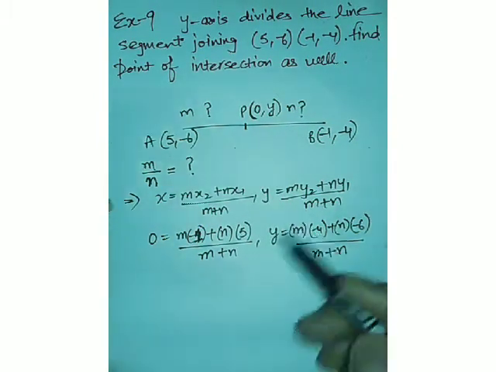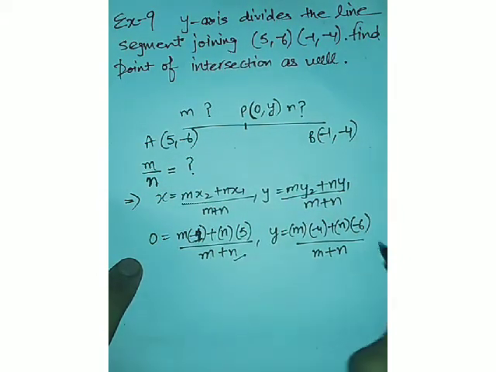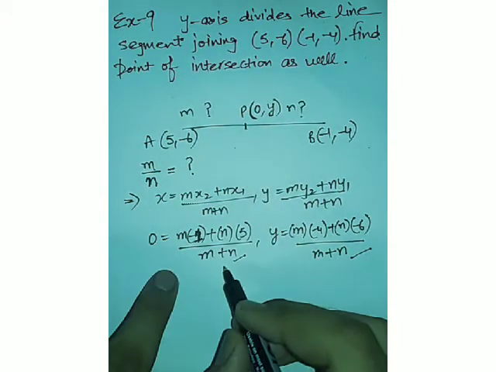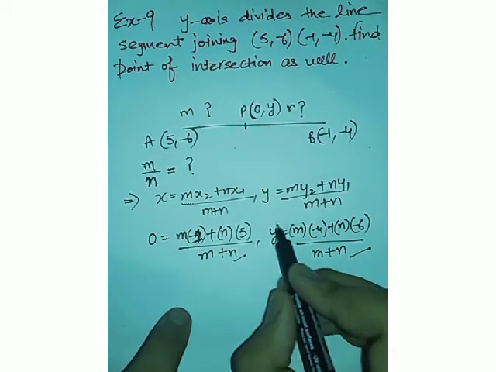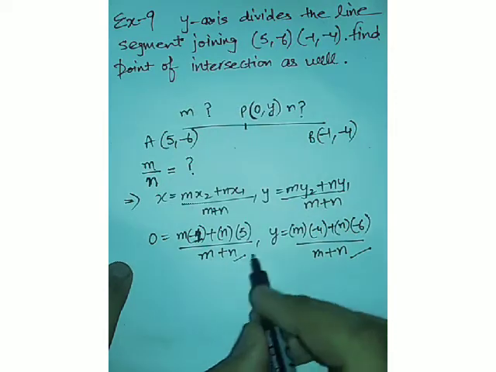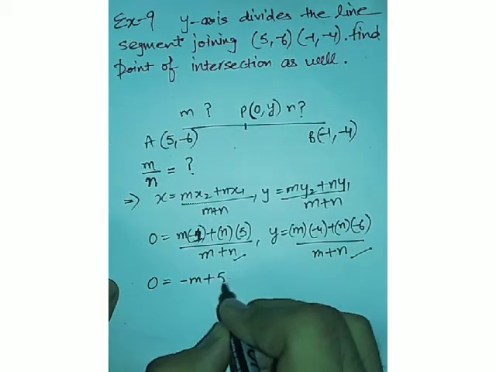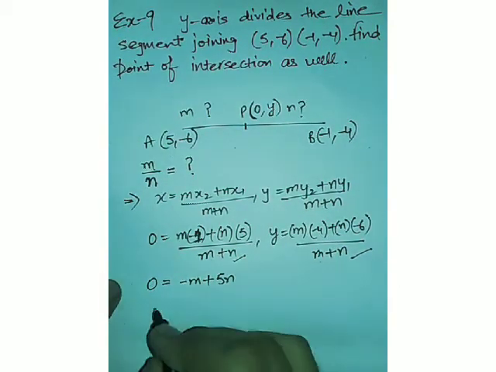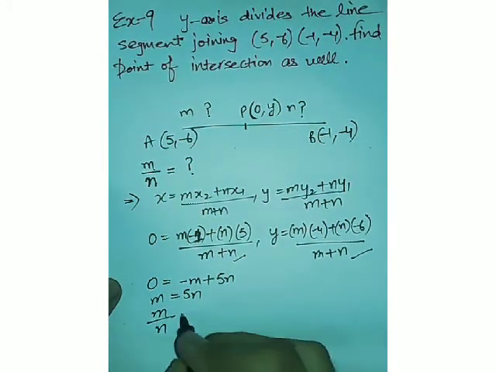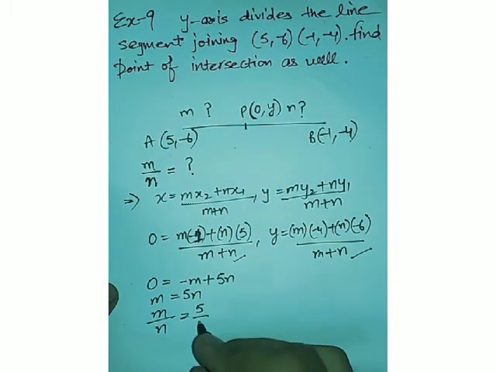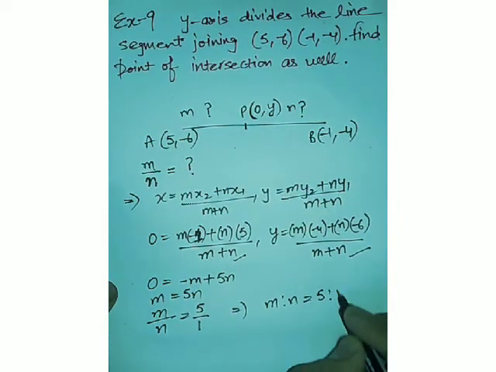In the previous example, a similar example, I told you in the previous video that you can take either this equation or this one, but in this sum you can only take this equation, because from here you cannot find m upon n as y is also unknown. So we will use this equation. Now we will cross multiply. What will we get? 0 is equal to minus m plus 5n. We have to find m upon n, so take m on this side. m is equal to 5n, and m upon n will be equal to 5 upon 1. Alright, which means m ratio n is equal to 5 ratio 1.